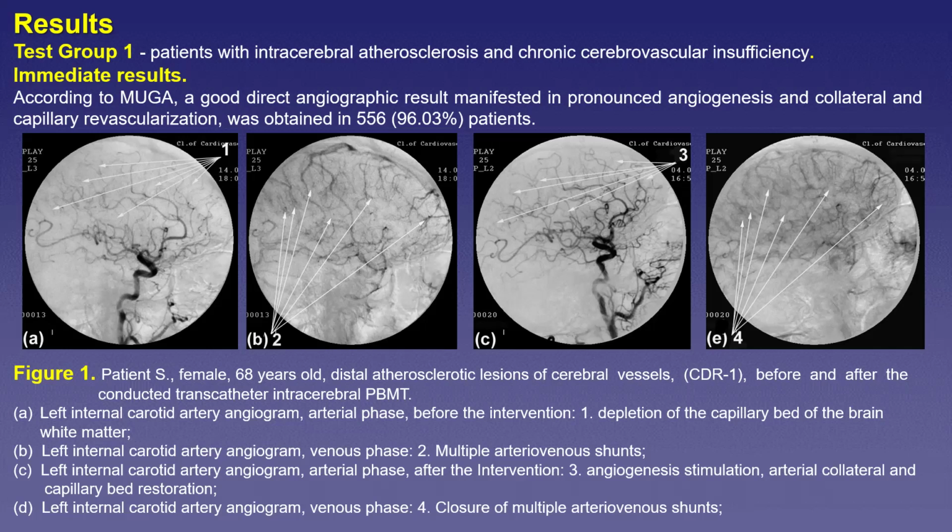In figure C, you can see left internal carotid artery angiogram, arterial phase after the intervention, which shows angiogenesis stimulation, arterial collateral, and capillary bed restoration. And in figure D, you see left internal carotid artery angiogram, venous phase. You see closure of multiple arteriovenous shunts. Next slide.